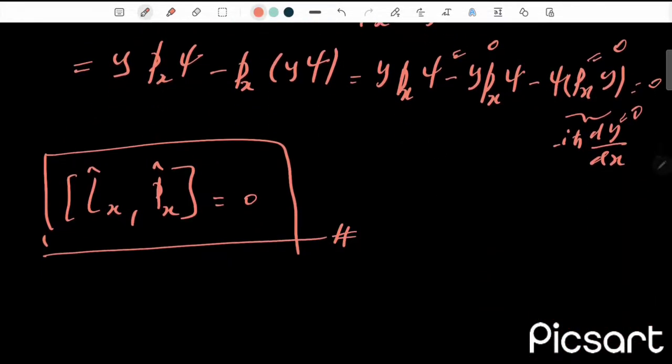Okay, again, this means that we can experimentally observe in a quantum system at the same time the eigenvalues of angular momentum in component x, and the linear momentum in component x of the same system.